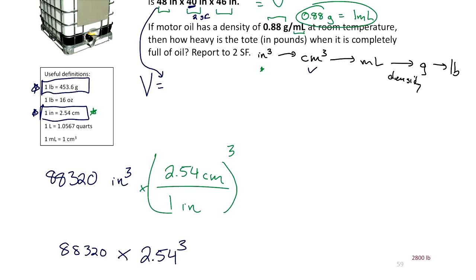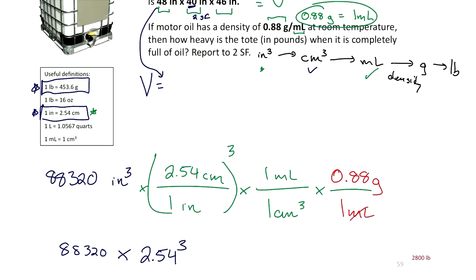Now centimeters to milliliters. This one's straightforward. It's 1 to 1. 1 centimeter cubed is 1 milliliter. Now I'm in the unit of milliliters, and I want to go to grams using density. So where am I going to put the 0.88, top or bottom? Top. Did you memorize that? No, you just look at the units. If I put 0.88 on the top, that makes me put 1 milliliter on the bottom, so that unit cancels. Perfect. Now we're in a mass.